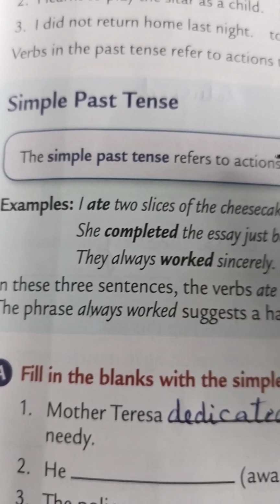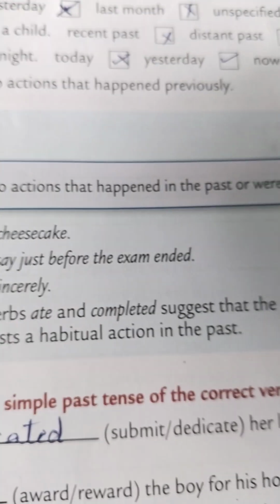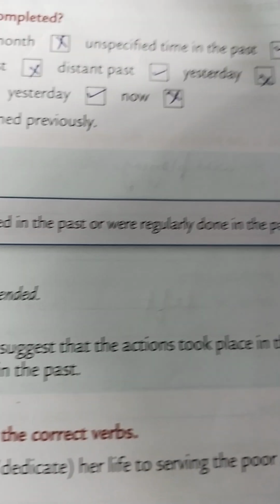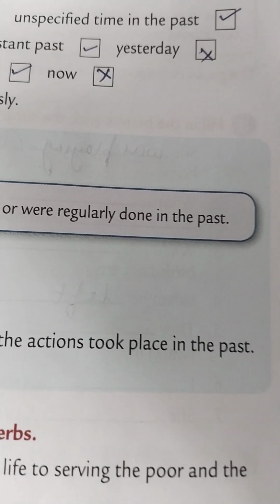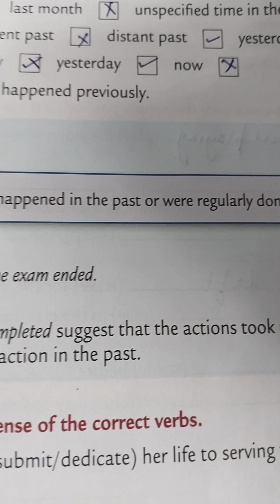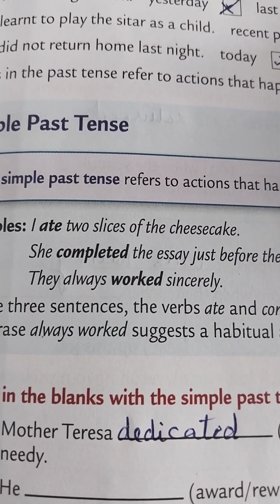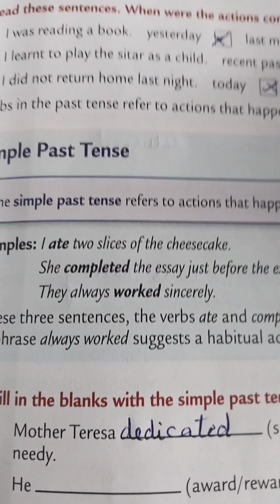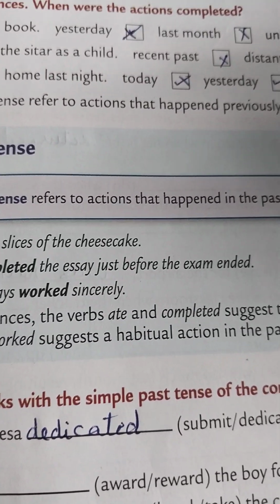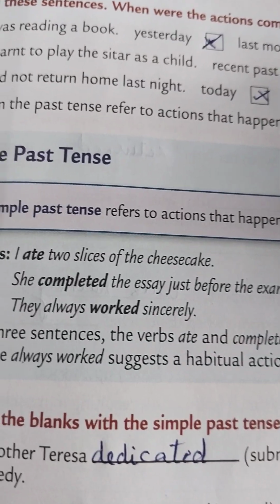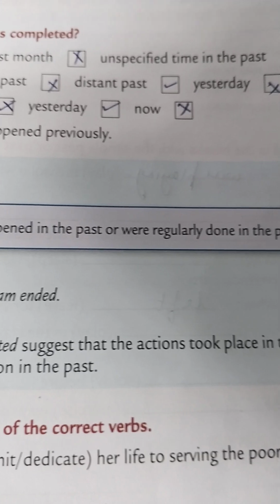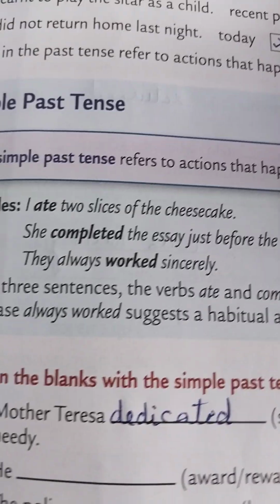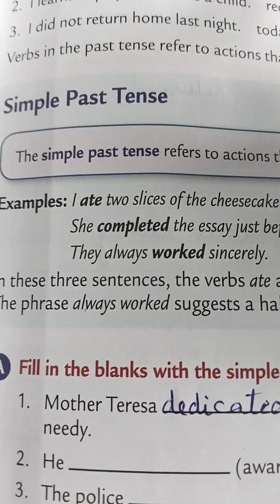Now children, simple past tense refers to actions that happened in the past or were regularly done in the past. Means the actions which were done habitually in the past, those actions are referred to in simple past tense. So in simple past tense, children, we refer to actions that took place in the past, or the actions which were done regularly or habitually in the past. Let us see a few examples.